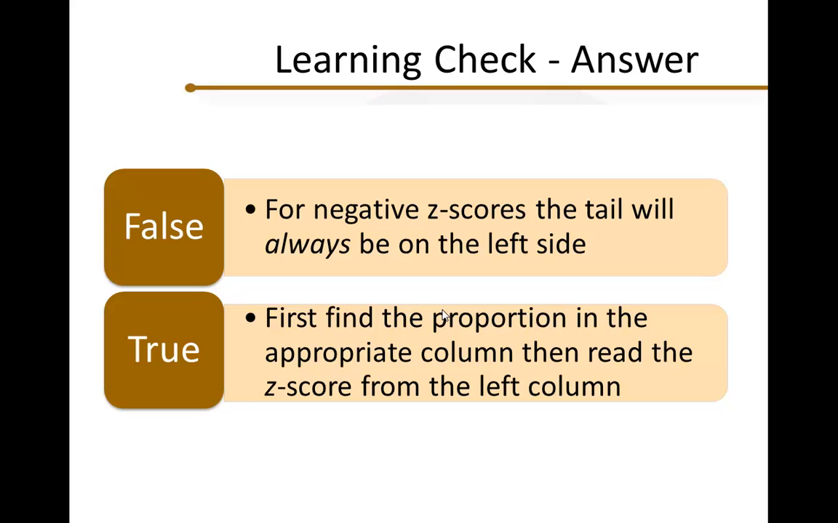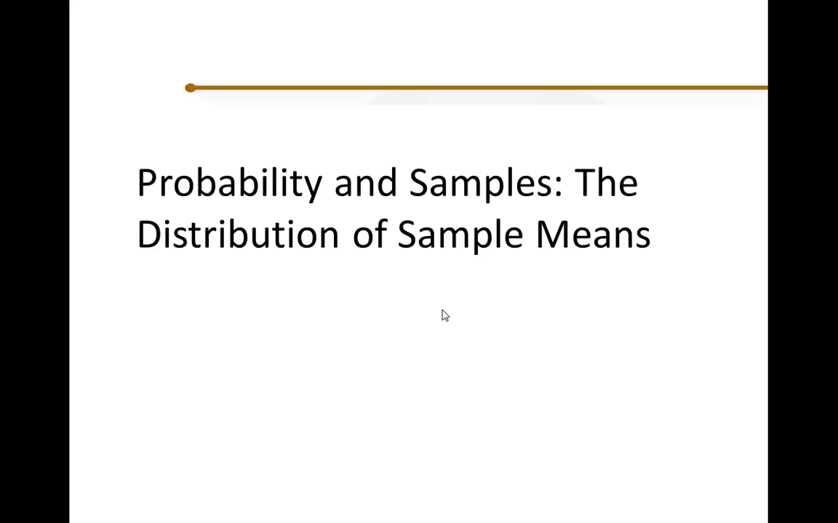And then the second one is, first, find the proportion in the appropriate column. Then after you find that proportion, read the z-score from the left of the column. So that's the key thing about probability. And for chapter 6, the key piece to take away is how you can find that proportion if you know your z-score, or how you can flip that around, and if you know your value, how you can find your z-scores.